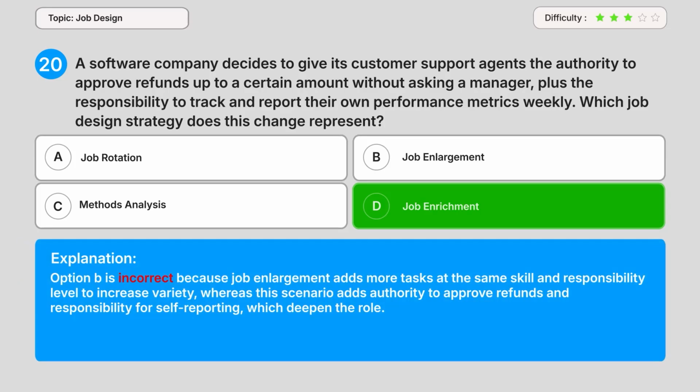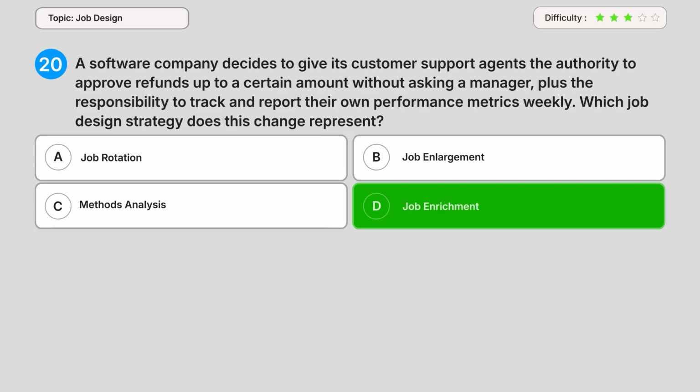Option B is incorrect because job enlargement adds more tasks at the same skill and responsibility level to increase variety, whereas this scenario adds authority to approve refunds and responsibility for self-reporting, which deepen the role.